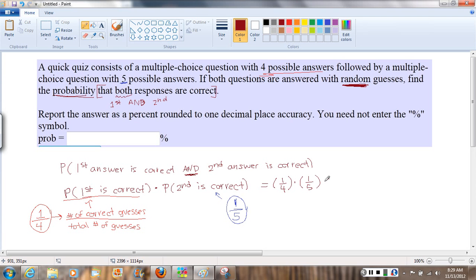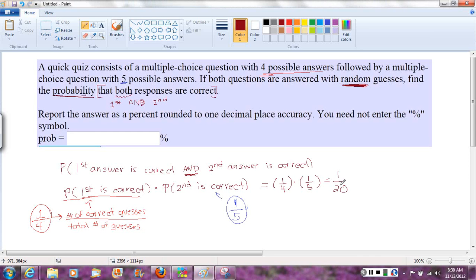As a fraction, it's 1 in 20. So there's a 1 in 20 chance you'll get 100% on that quiz. The answer here is asking for a percent, so we're going to divide 1 by 20, and that turns into 0.05. Notice they ask for a percent, so we slide the decimal over 2 places, and we say there's a 5% chance that you could get a perfect score on this test if the test had 2 multiple choice questions, one with 4 answers and the other with 5, and you guess at random. Well, 5% of the time you could hope to get a perfect score.